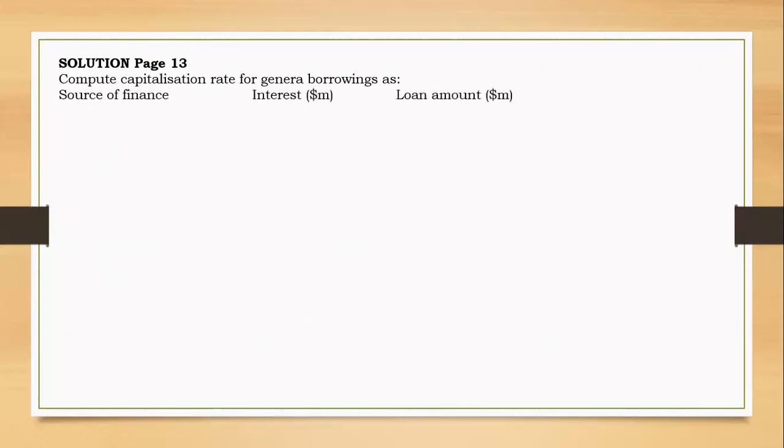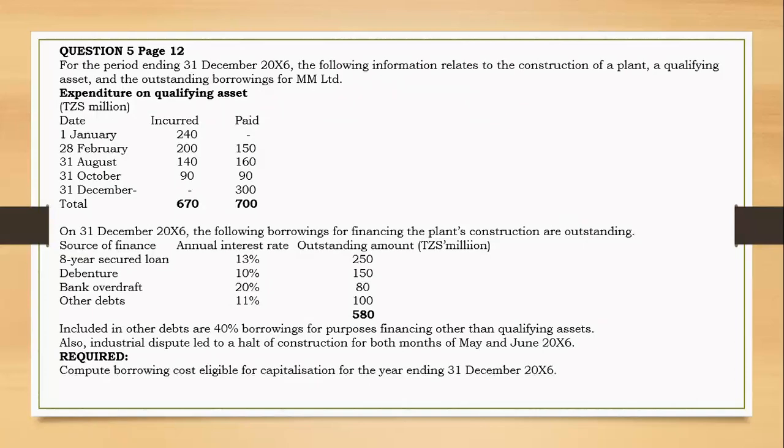So first of all, we see that there are borrowings that are general, and then you have to compute the capitalization rate for general borrowing. How do we get that? As usual, total interest over total loan outstanding. So I'm just listing my sources of finance here. Source of finance, I had an 8 years secured loan, but the loan amount was 250 million, 13%, and the loan is 250 million.